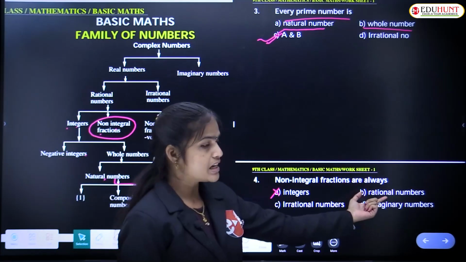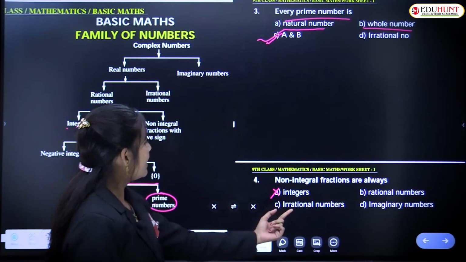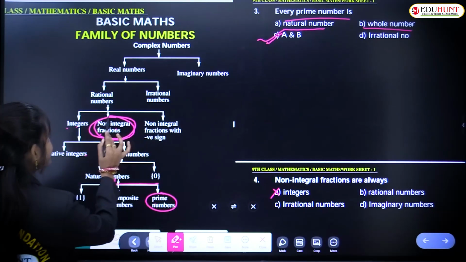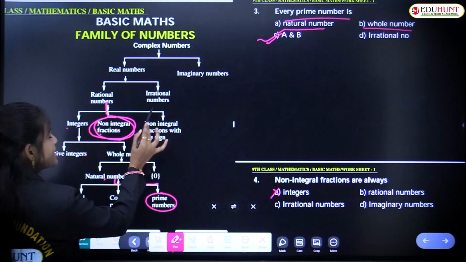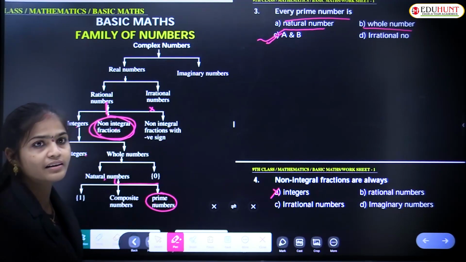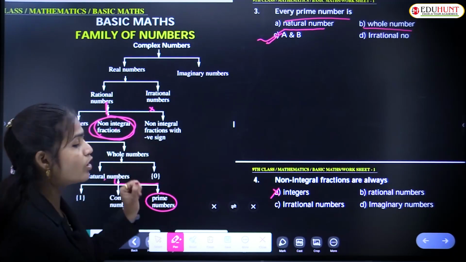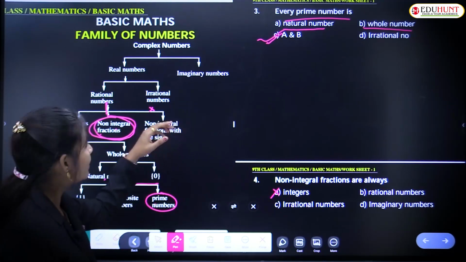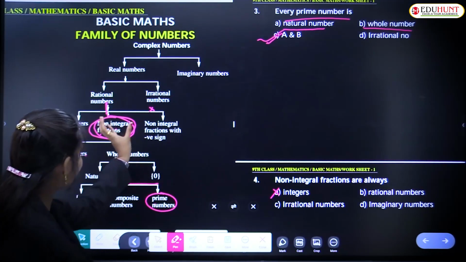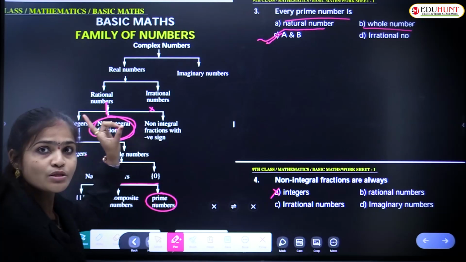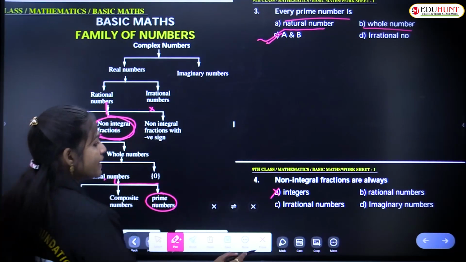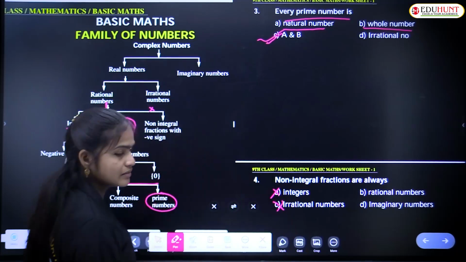Next, rational numbers. Yes, we will see that one later. Next, irrational numbers. Here non-integral fractions are related to rational numbers. There is no relation between irrational numbers and non-integral fractions. Is there any line there? Not there. Here in rational numbers only we have those three parts. In the three parts, one of the parts is non-integral fractions. Clear? So that's why irrational numbers is also wrong.